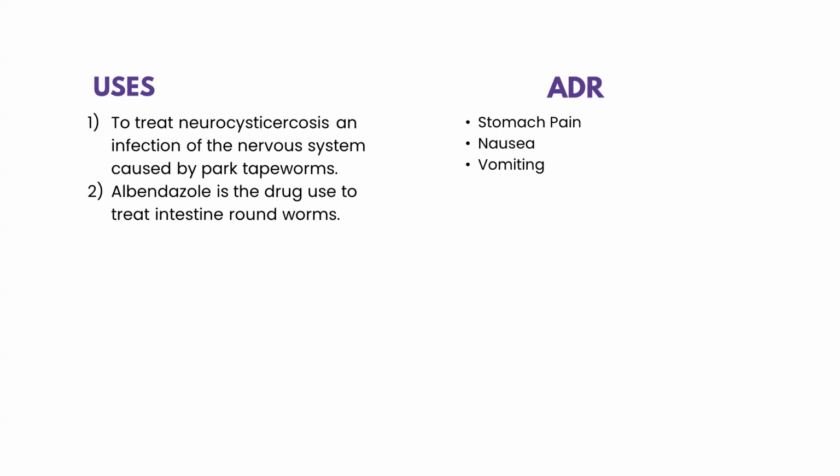So albendazole is used to treat neurocysticercosis, an infection of the nervous system caused by pork tapeworms. Albendazole is the drug used to treat intestinal roundworms, and some of the ADRs are stomach pain, nausea, and vomiting.